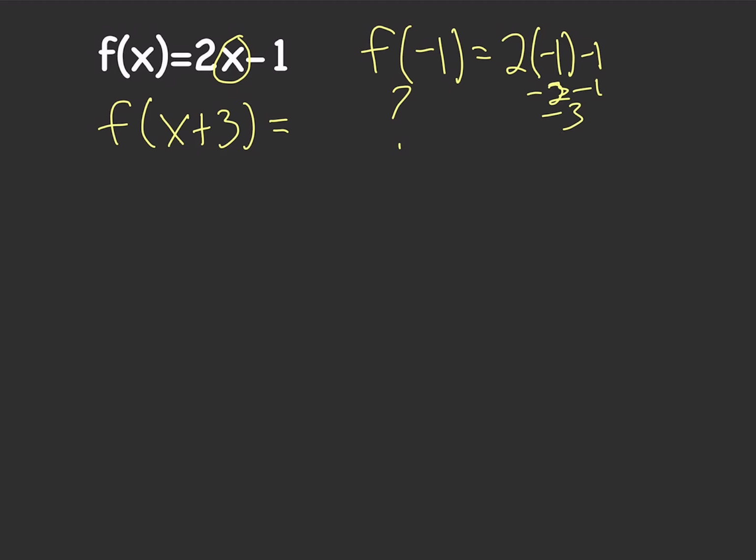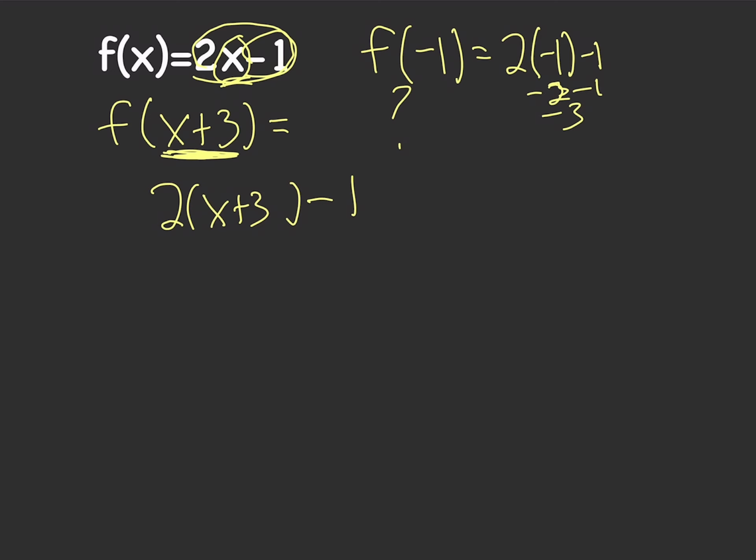Well, the same rules apply here. The same rules apply when I have this. I'm just going to write my function part again, the 2, and I'm going to put parentheses instead of that x. And since it wants me to replace it with an x plus 3, I will do x plus 3 right there. Then I have to write the rest of the function, which is -1.